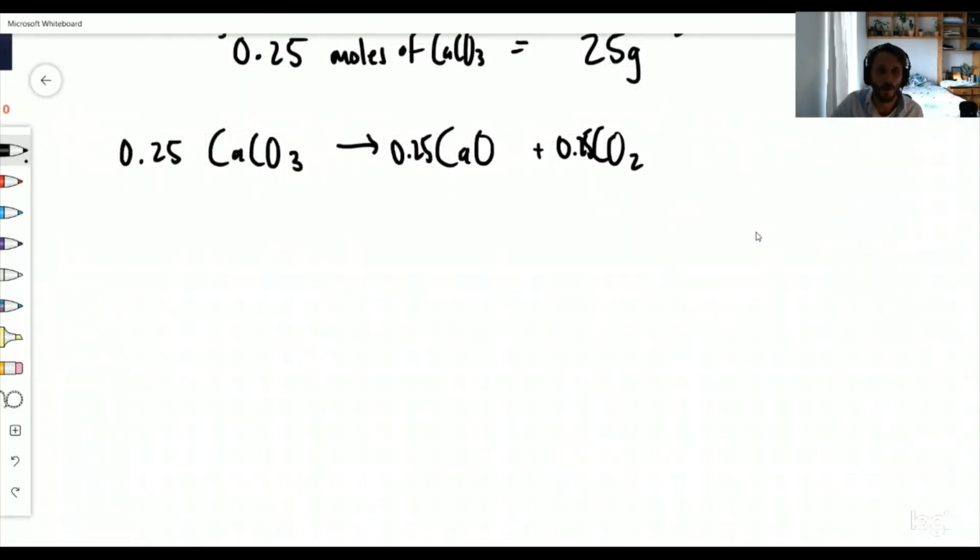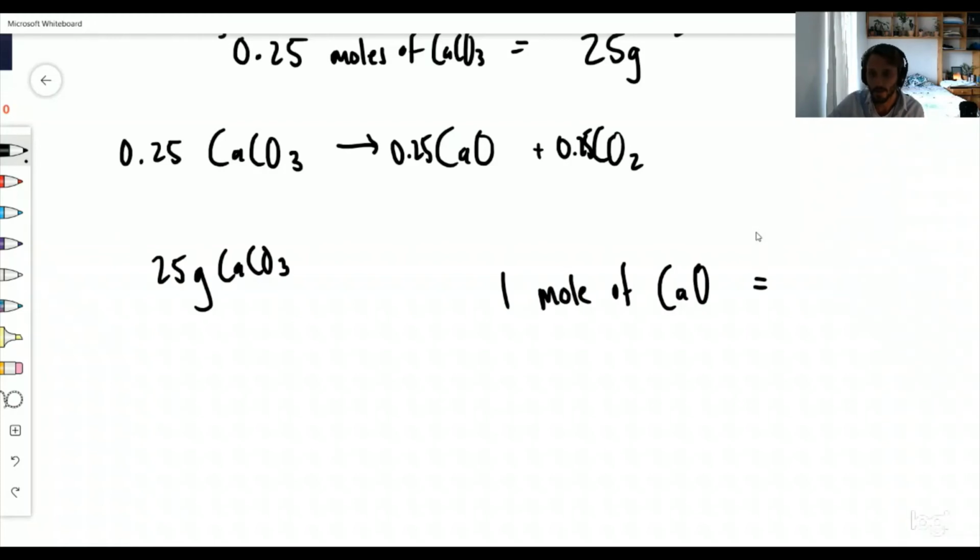Now the question might say, how many grams? We've got 25 grams of calcium carbonate. How many grams will there be of calcium oxide? Well, again, what you have to do here is ask what 1 mole of calcium oxide weighs. We need to work out its molar mass for 1 mole. Remember, calcium weighs 40 and oxygen is 16. So the relative formula mass for calcium oxide is 56 grams. So 1 mole of calcium oxide is 56 grams.